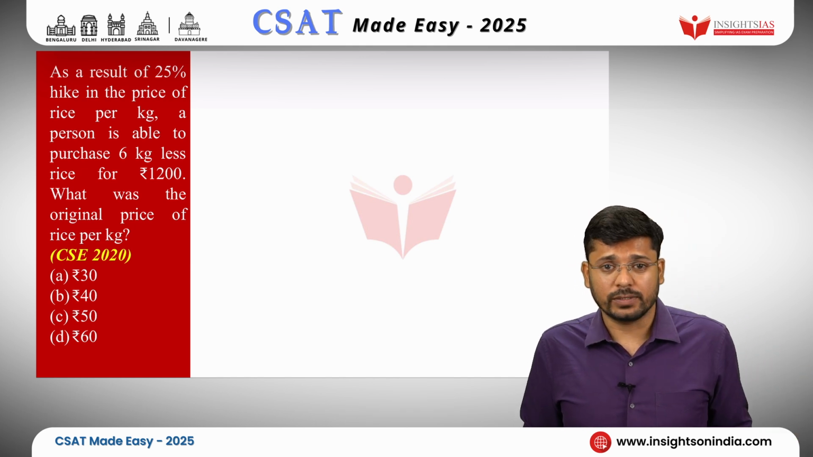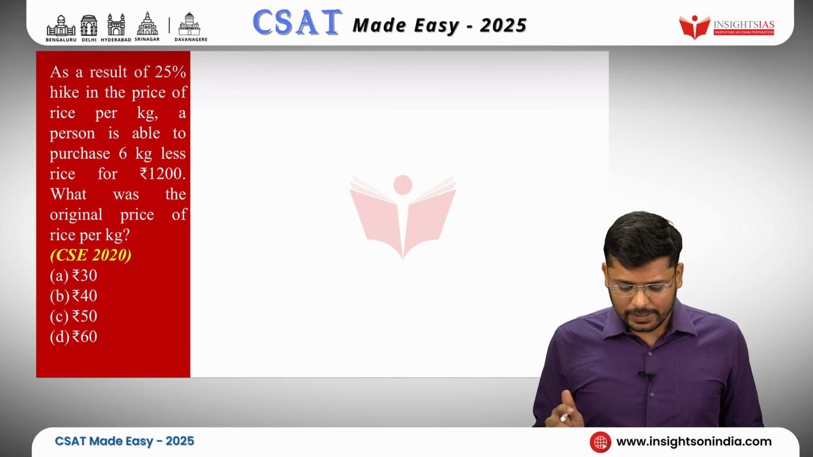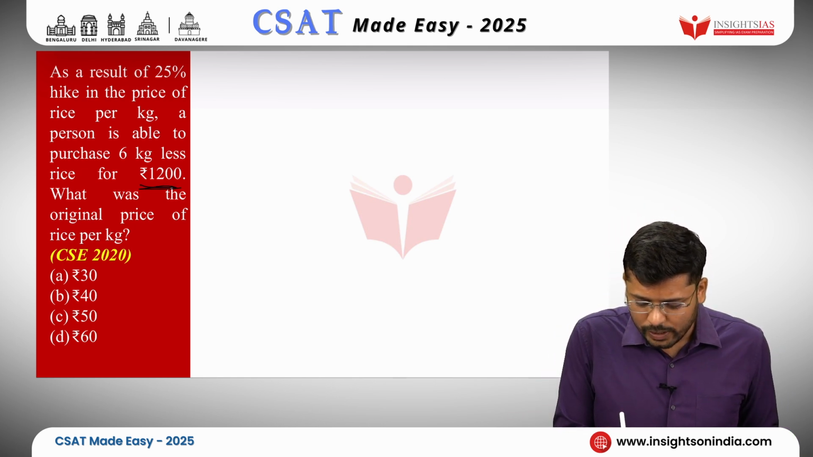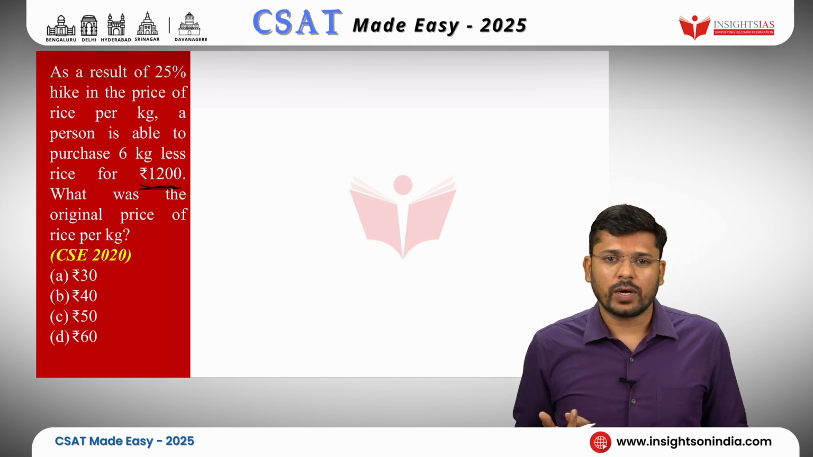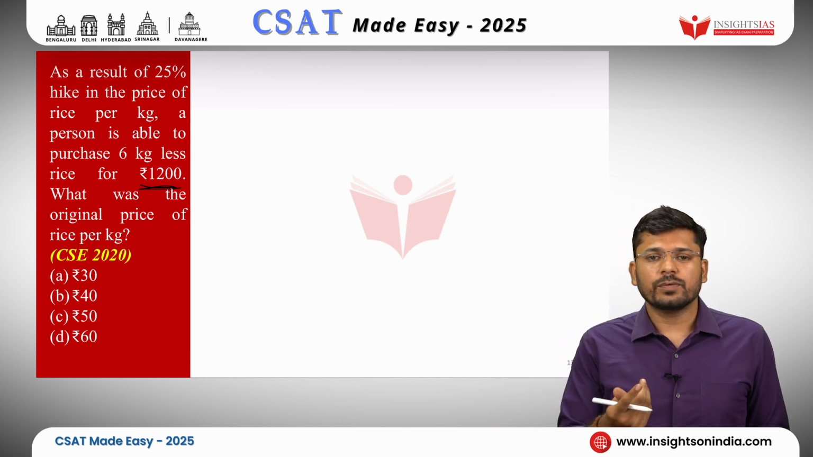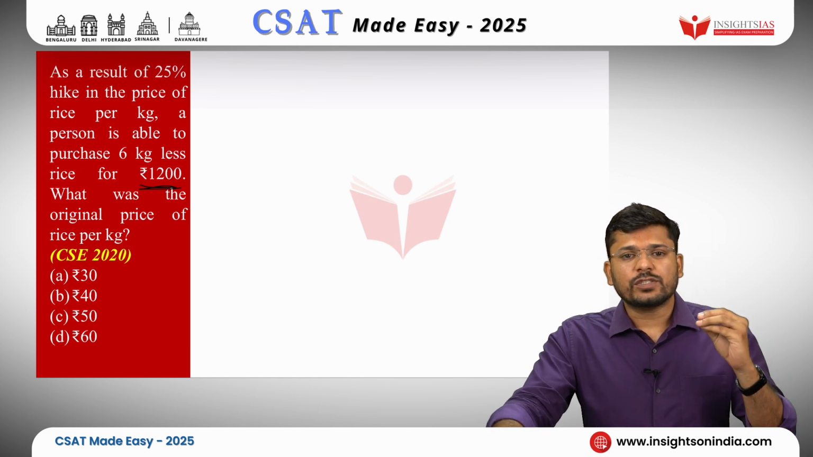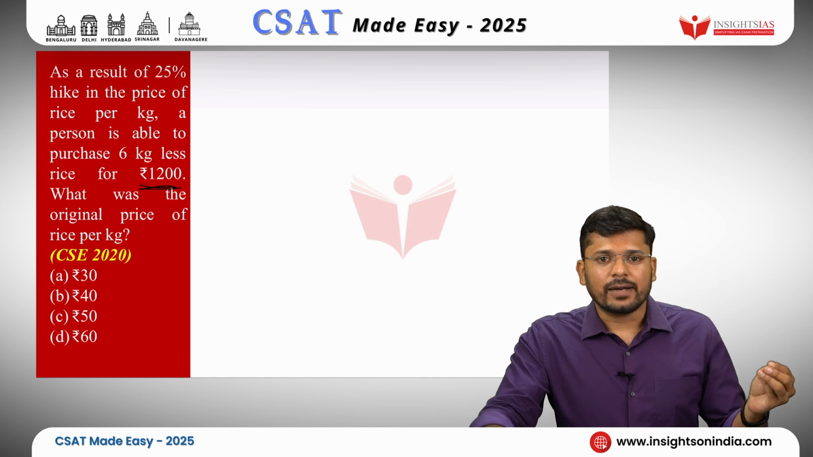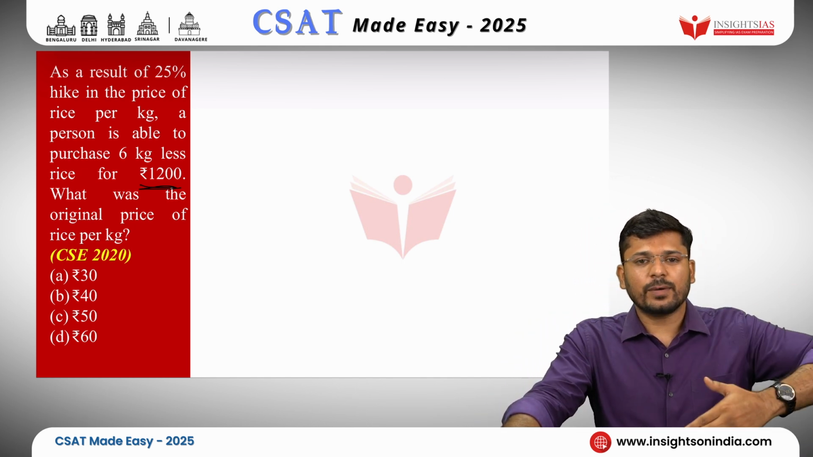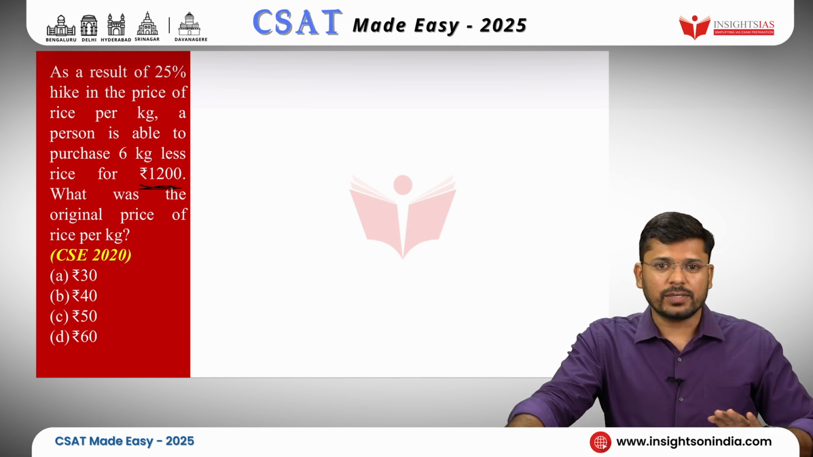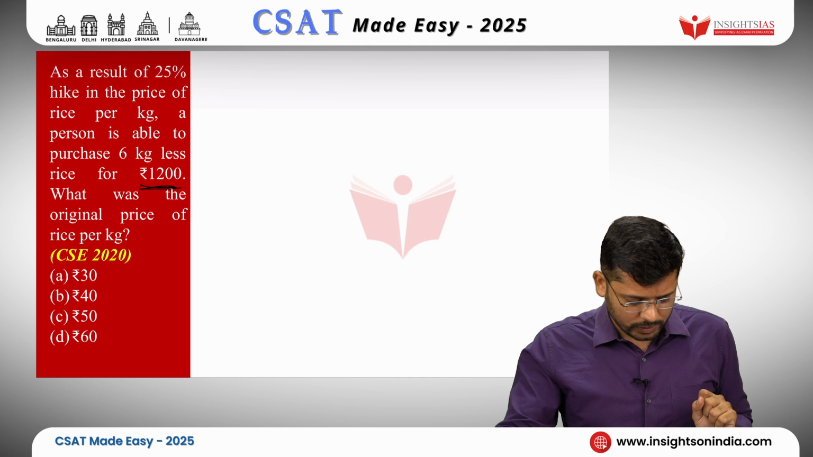How do we solve this? Again, we will solve this using the assumption of 100, but here they have given us one value, 1,200 rupees. So, we cannot use the rupees 100 concept. Instead, we will use the 100 coins concept. We will assume the original price of rice to be 100 coins before the price hike, and after the price hike, it would be 125 coins. And using that concept, we will try to answer this question. How do we do this?